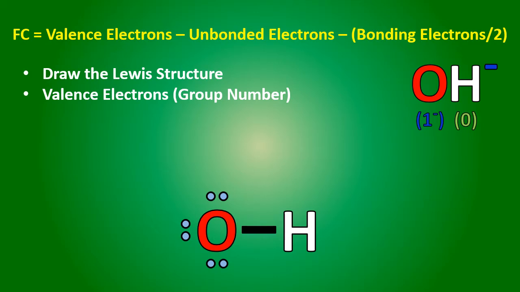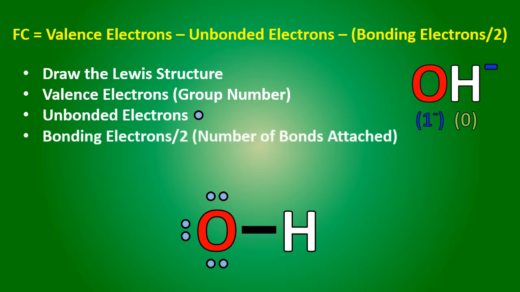So we need to count up valence electrons for each atom and the number of unbonded electrons, and then we need to consider the bonding electrons divided by 2. Really, you should just be looking at the number of bonds attached to it. It just makes it easier.